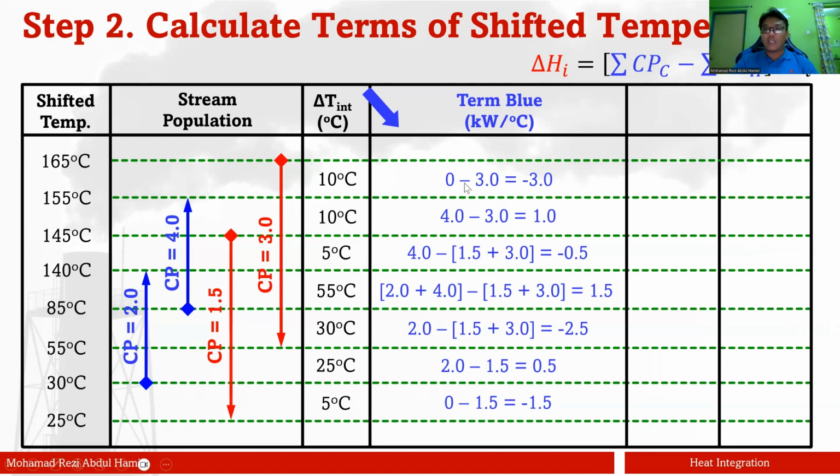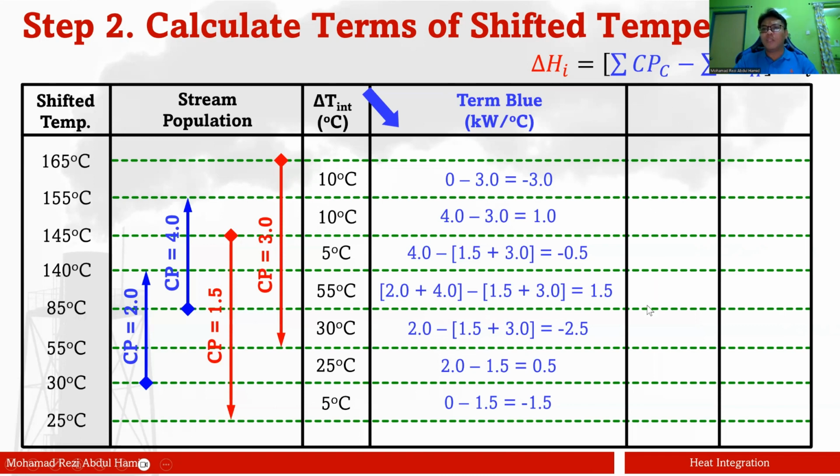So how can I do the calculation? Again, the same thing: summation of cold CP minus summation of hot CP. So you take the sum, 2 plus 4 minus 1.5 plus 3.0, the summation of the hot streams, and you will get 1.5. You do the same for the rest, and then you will get the values. Just follow the equation.